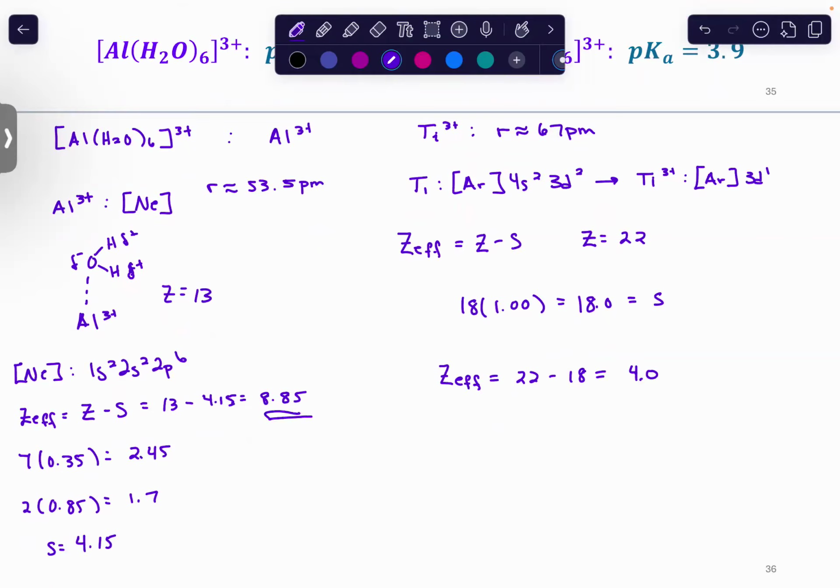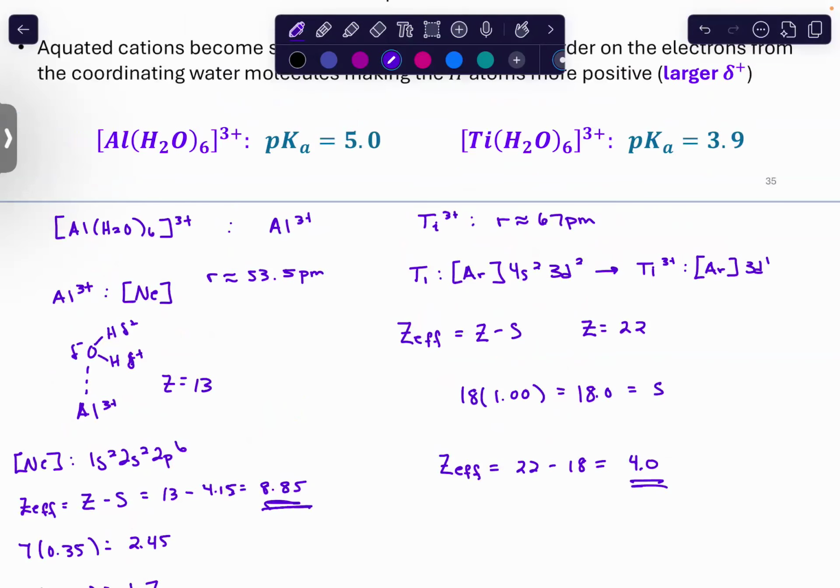Well, the titanium shields incoming electrons more than the aluminum does, yet the pKa is smaller. So something's clearly breaking down between main group metals and transition metals. What do you think is happening here? What is the difference that you think might be causing this higher polarization of the OH bond on the water for the titanium?